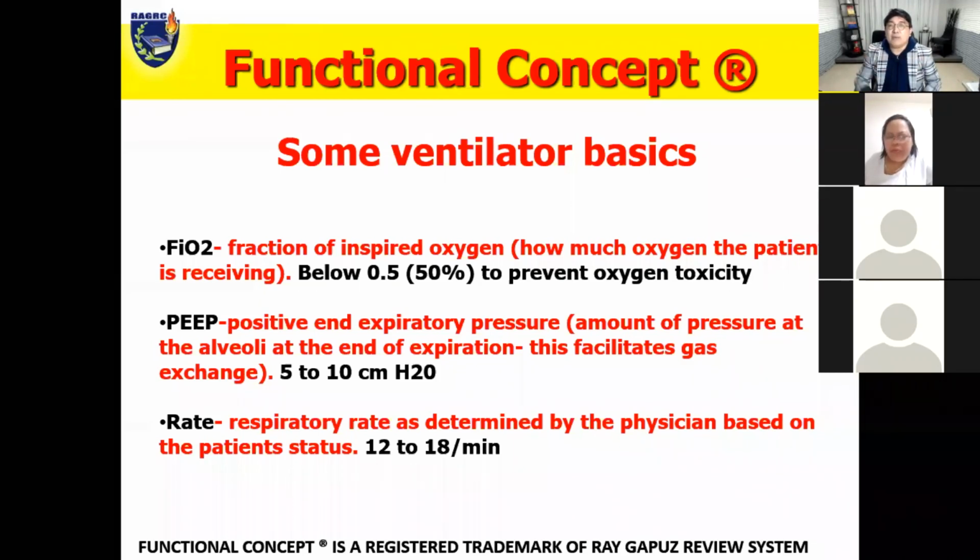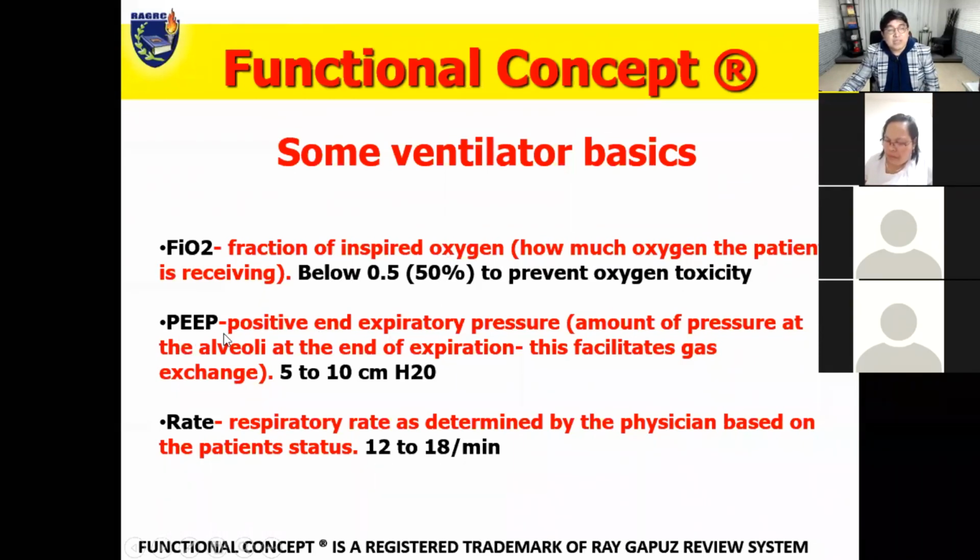Now, sometimes they have what we call cogwheel breathing. What is cogwheel breathing? Interrupted breathing, okay? If you increase the level of FiO2, what is the danger if it goes beyond 50? The danger would be retinopathy, damage to the eyes, okay?